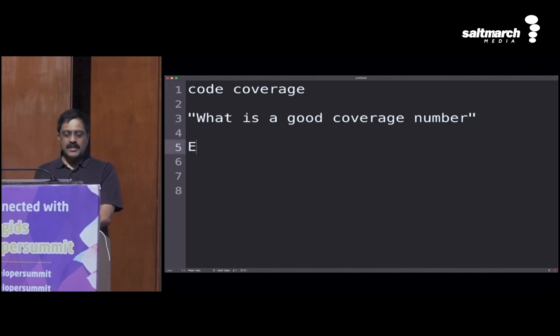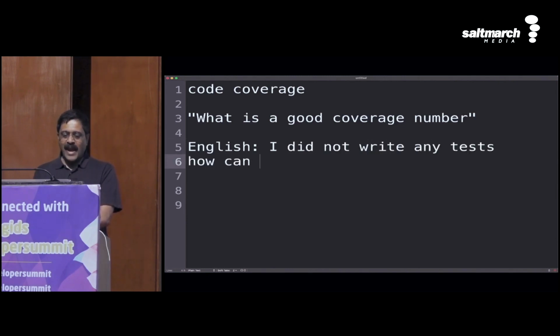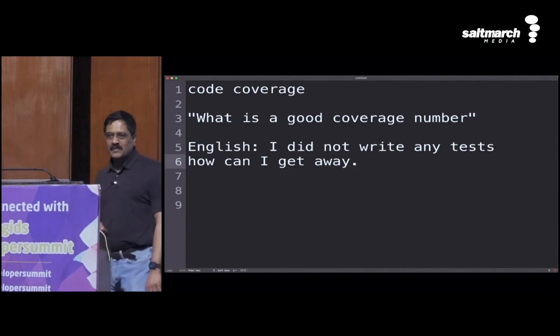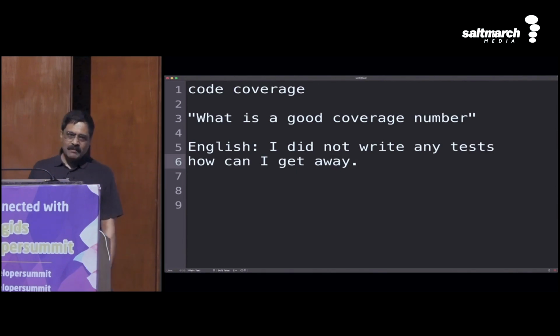Let me translate this to English. I did not write any tests. How can I get away? That's what it really means in English, right? Because if you write tests before you write the code, and you write minimum code to make the test pass, can anyone guess what the code coverage will be? 100%. Because you're not writing any code until you write the test, and you write code minimally, right? Then we don't talk about code coverage.